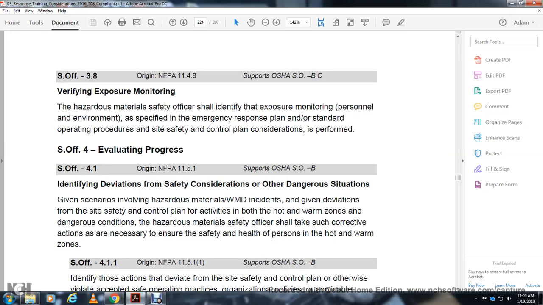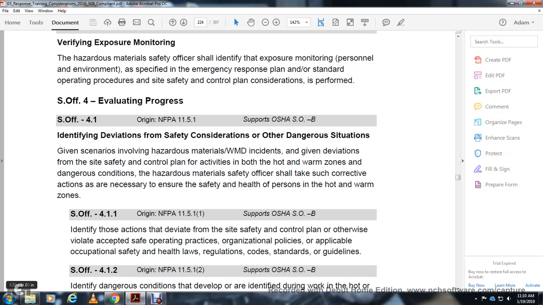The safety officer evaluates progress and deviations, and the safety considerations of dangerous situations. In a scenario involving a hazmat weapon of mass destruction incident, given a deviation from the site safety control plan in the activity rules for the hot and warm zones, or a dangerous condition, the hazmat safety officer shall take such corrective action as ordered to ensure the safety and health of the persons in the hot and warm zones.